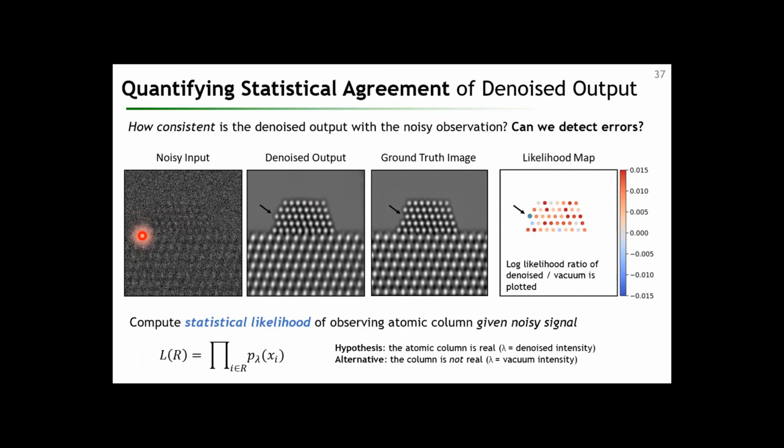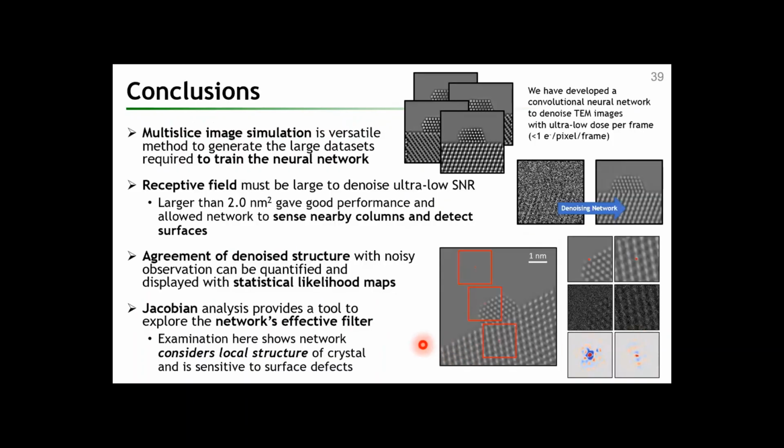For other applications, I know, Brent, that you're interested in applying this to some of your data. I would be interested to talk about how this would be generalizable to cases where there aren't atomic columns present, but maybe some other structure of interest that you're trying to extract from the denoised images. Okay, so in the interest of time, I'll keep going.